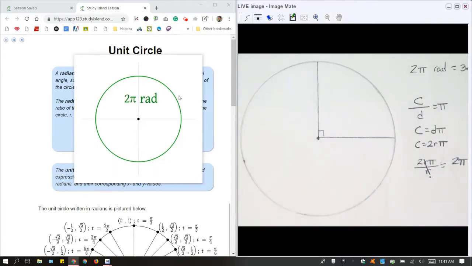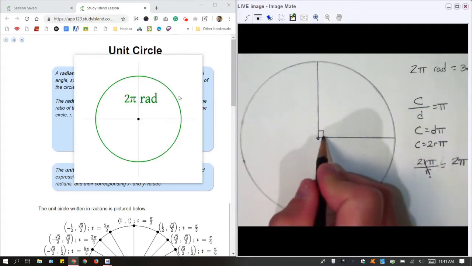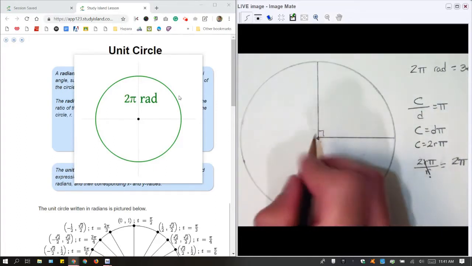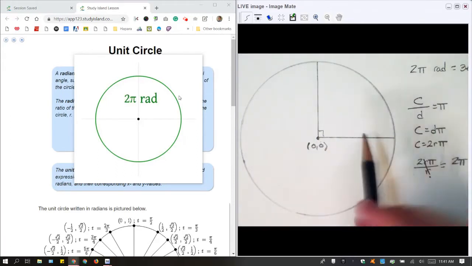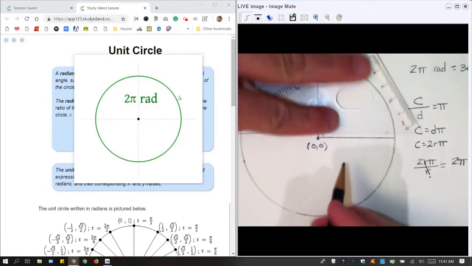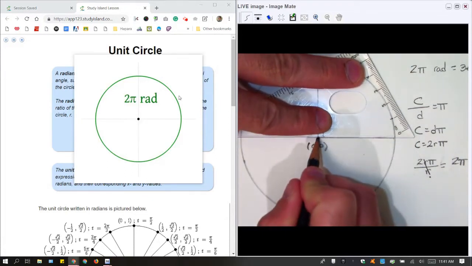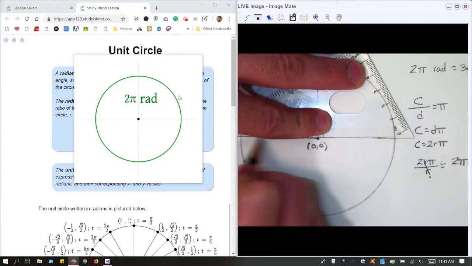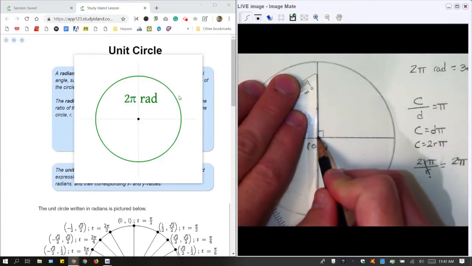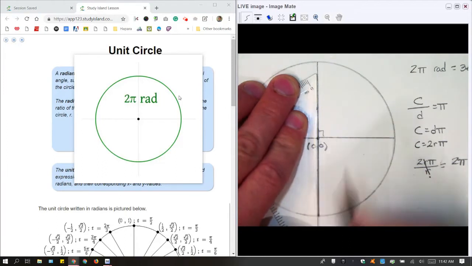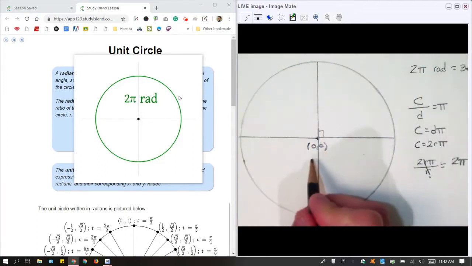So if that's a 90-degree angle, imagine that this was a coordinate plane where the center point right here was 0, 0. So imagine we got a big coordinate plane. That would make our x-axis this entire thing, and our y-axis this entire thing. And so we've got 0, 0 right there.